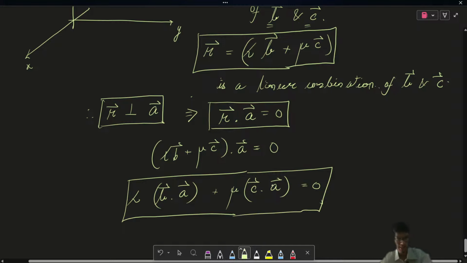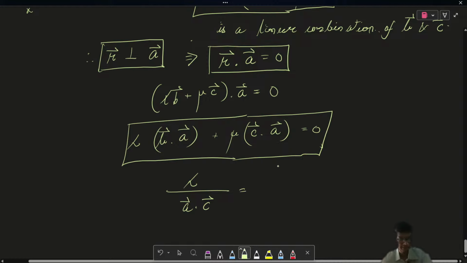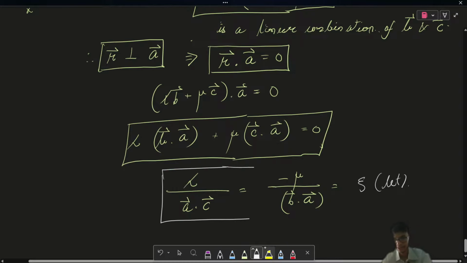Right? Now from here, I can get a relation in lambda and mu saying that lambda by A dot C vector is equal to minus mu times B dot A, which is equal to, let us say, another constant, some constant zeta. So this is an identity ratio, which is equal to some constant value, let us say zeta.